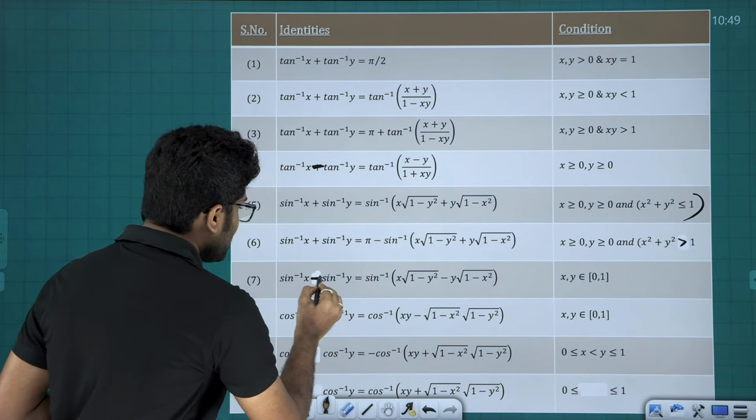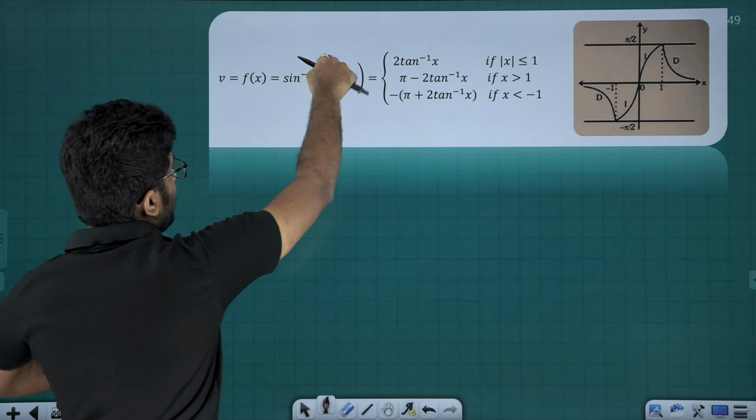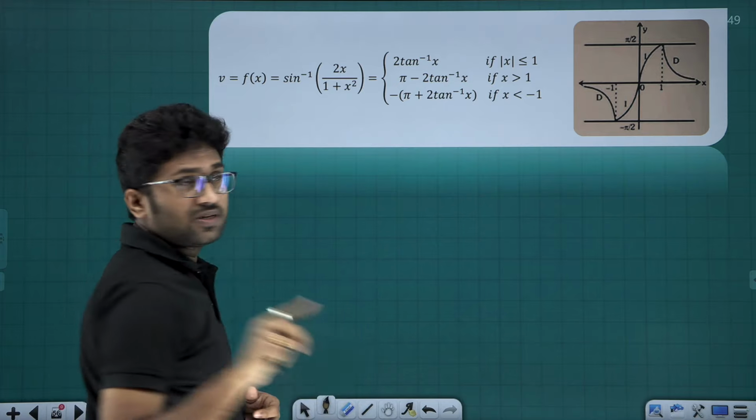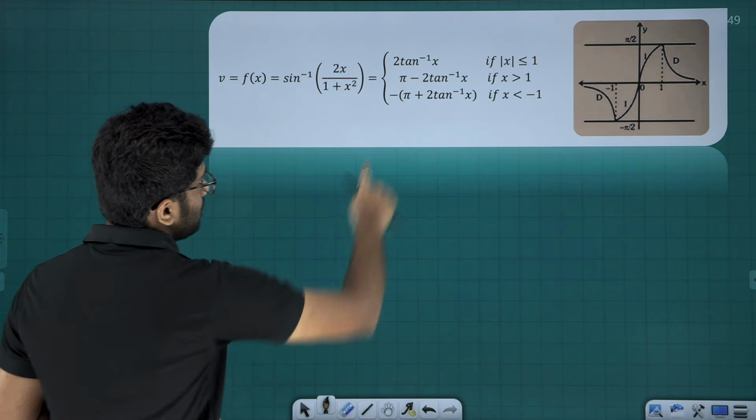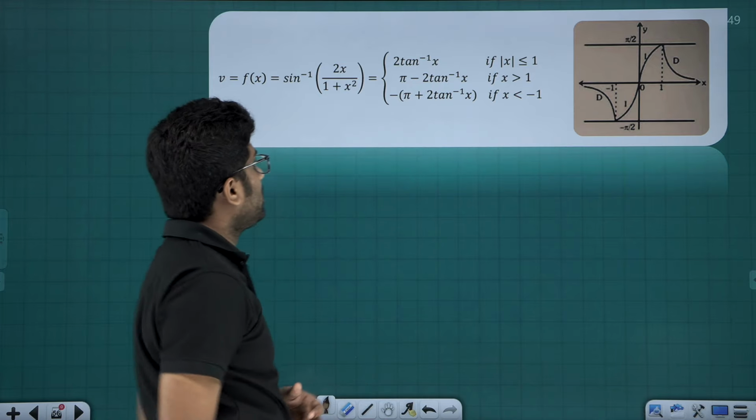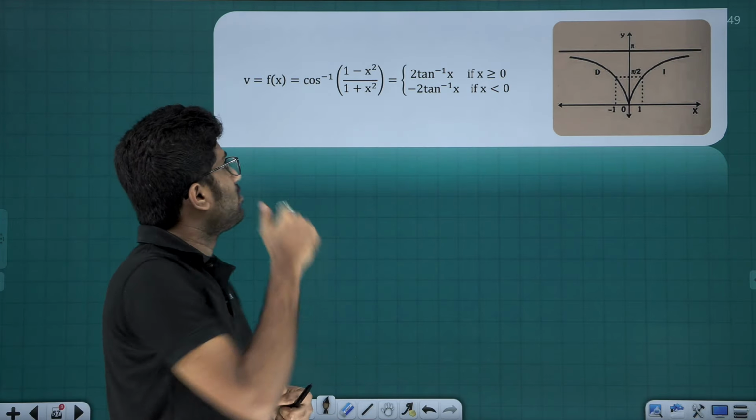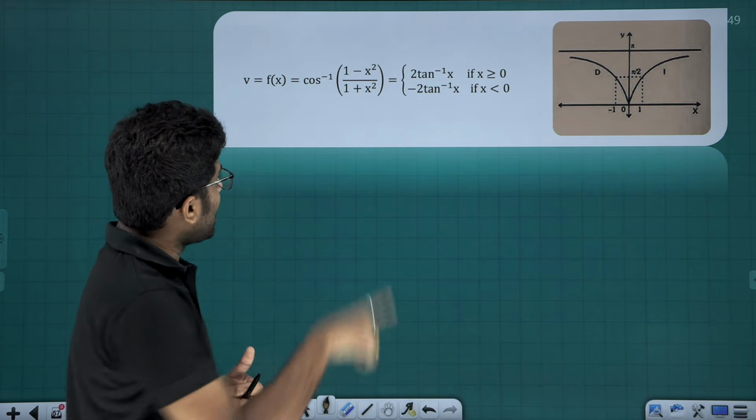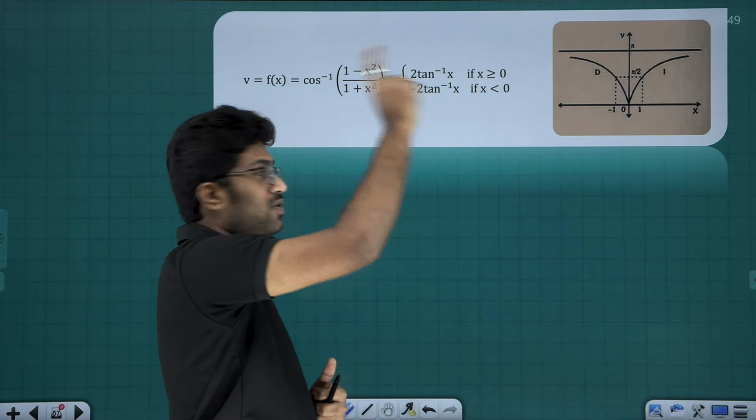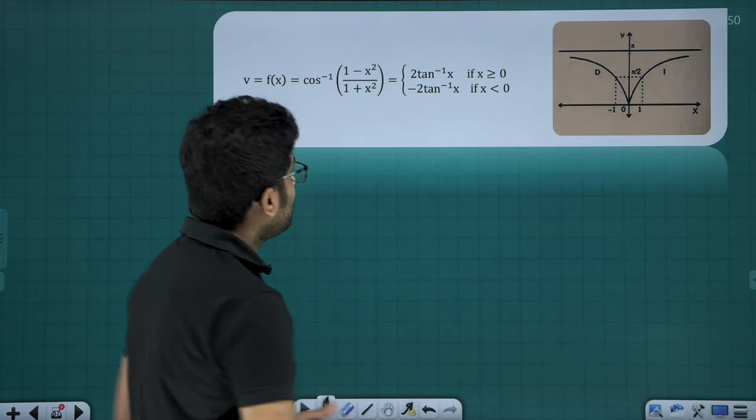And next, we have some more simple formulas regarding sin 2 theta, tan 2 theta, cos 2 theta. In the same way, sin inverse of 2x by 1 plus x square in terms of tan is 2 tan inverse x. X greater than 1, it is pi minus 2 tan inverse x. X less than minus 1, it is minus pi minus 2 tan inverse x. Next, cos inverse of 1 minus x square by 1 plus x square is 2 tan inverse x only if x is positive, minus 2 tan inverse x if x is negative.